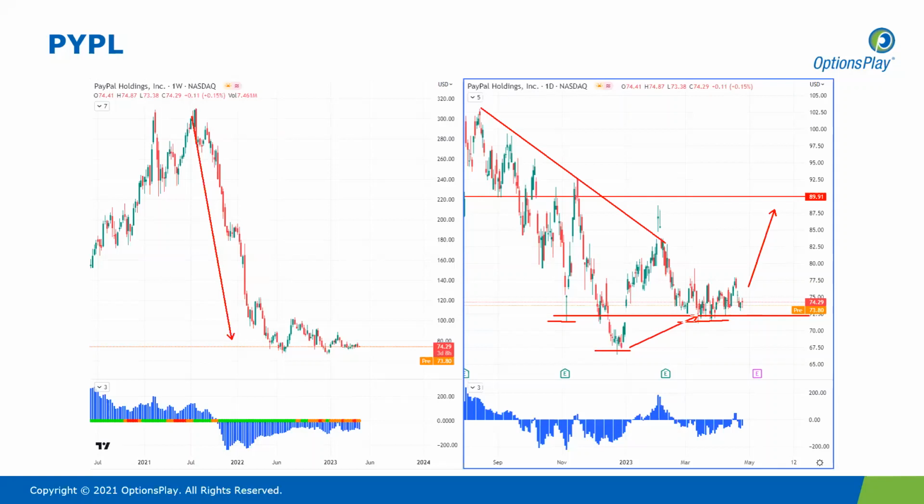It's based on the fact that 72.50 is a strong area of support.